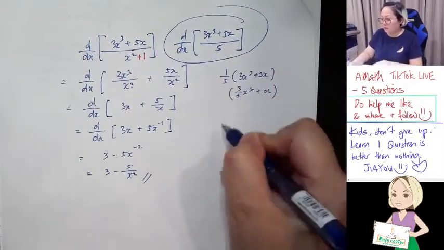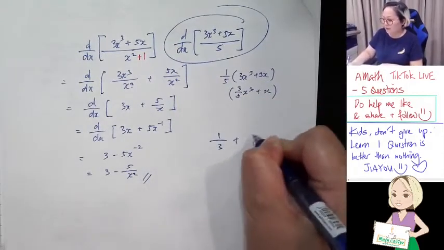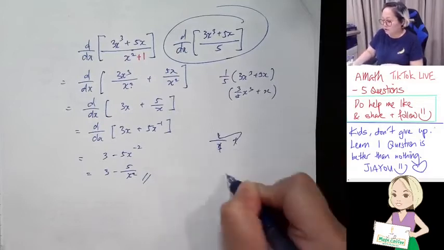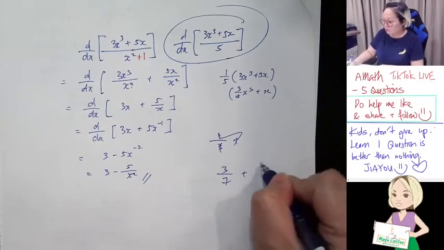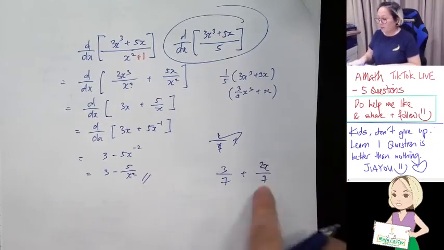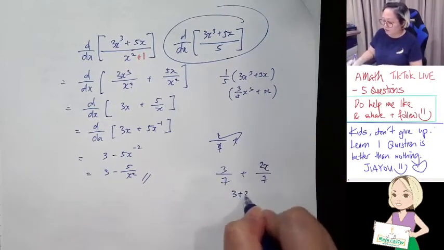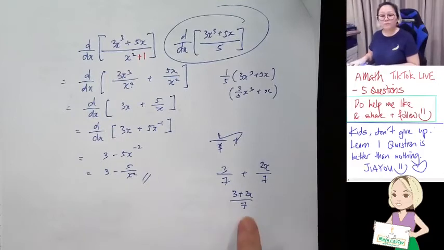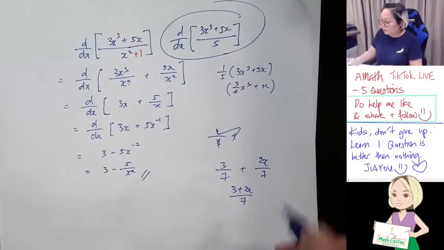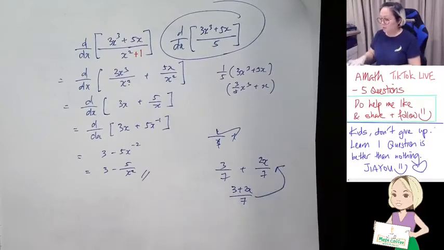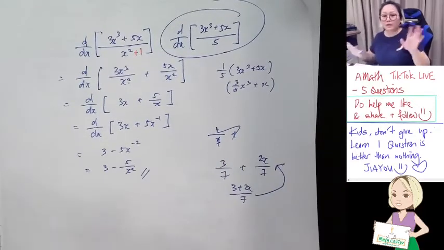You see, if I have 1 over 3 plus, okay, change. 3 over 7 plus, let's say, 2x over 7. Same denominator, we combine, it becomes 3 plus 2x over 7, right? So all I did was, from here, I split into this one only. I'm not doing any long division here.